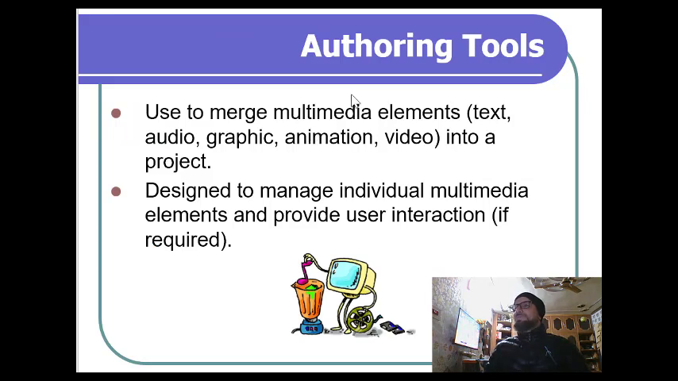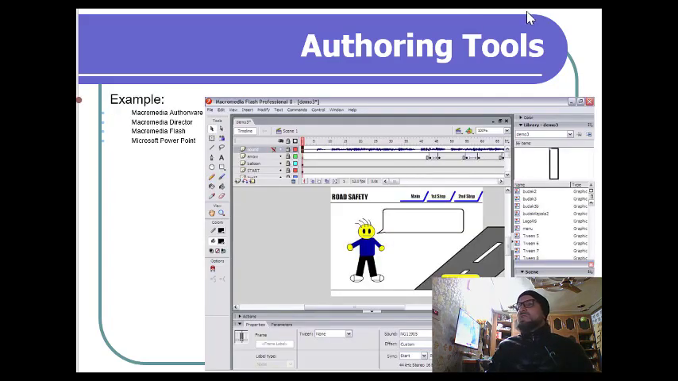Okay. So there are authoring tools which are used to merge multimedia elements, like text, graphics, animation. You combine them all in one project. It's designed to manage individual multimedia elements and provide user interaction if there is a requirement of user interaction. So we can do that using authoring tools. Like Macromedia Authorware, Macromedia Director, Macromedia Flash, Macromedia PowerPoint, where you can create all of these things. You can mix up your audio, video, interactiveness, and everything into it. So you need an authoring tool to do that.